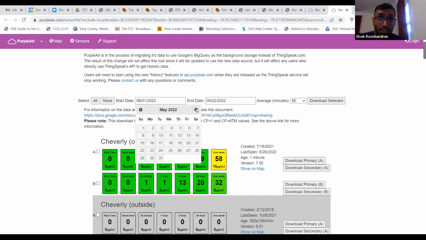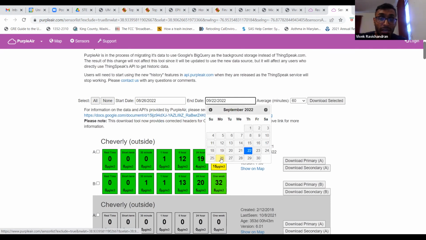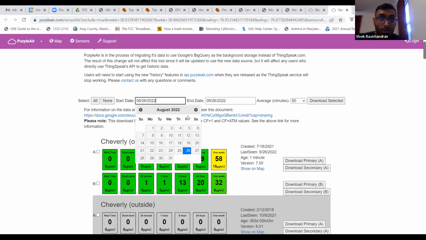Let's say we want to do a 1 month collection. So August 26th, all the way up until today. That's how you do that. So you can use the calendar to select your start and end dates accordingly.